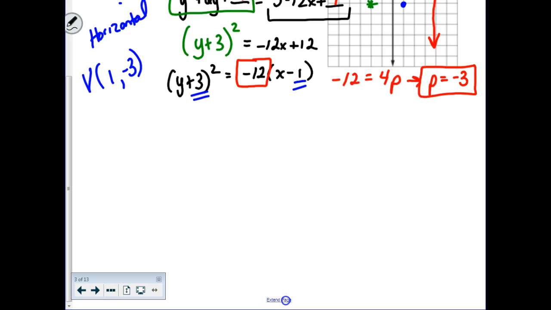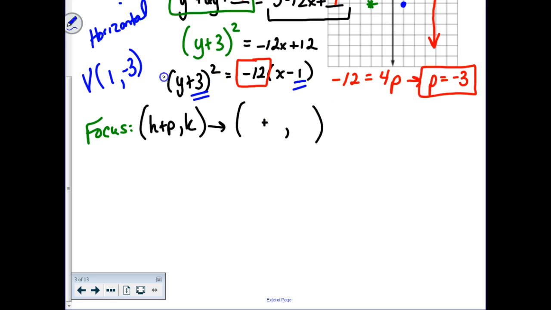Let's start with the focus. So on a horizontal parabola, make sure you're looking at the right formula. The focus point is h plus p, comma k. So plugging in things that we know. What's h? H is 1. The p you just found to be a negative 3. And then the k value is negative 3. So when you simplify that for me, you get a focus point at, let's see, negative 2, negative 3.